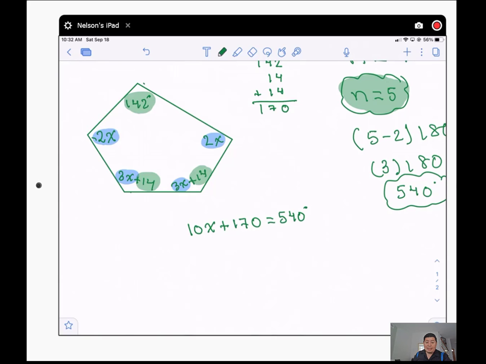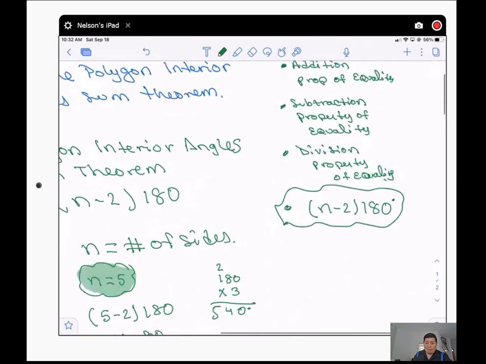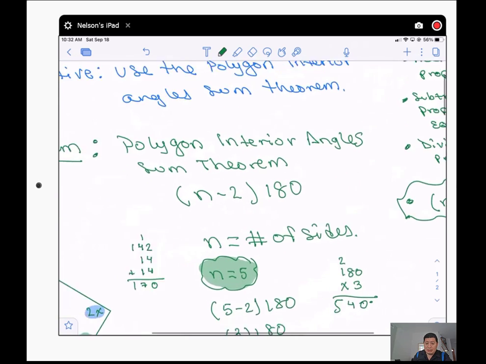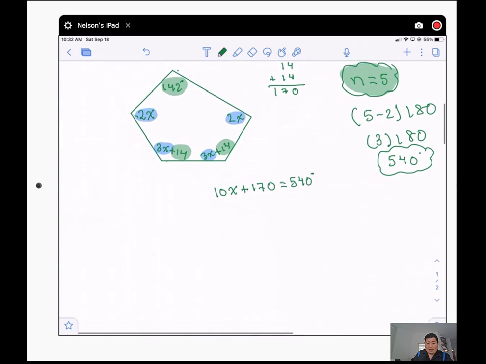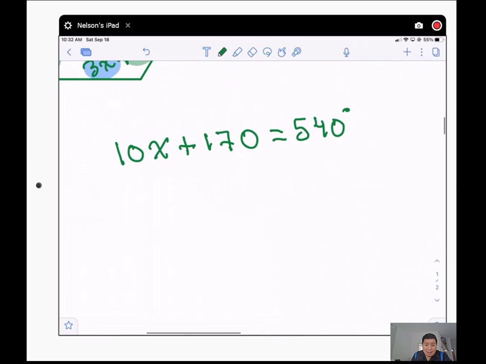What we're going to do next is use some of the properties that I have written on the side. And these are the properties that we use for solving for the value of x. So the first thing that we're going to look at is the constant, which happens to be positive 170. You always want to get rid of the constant first. We are going to subtract 170 from each side.